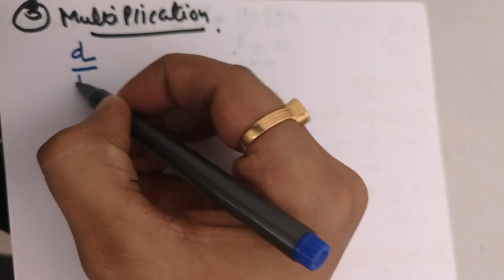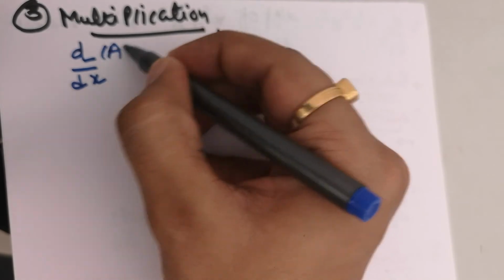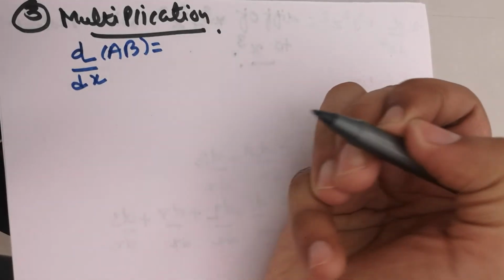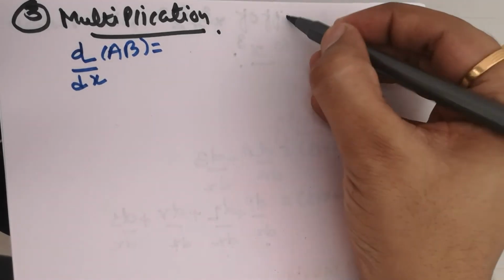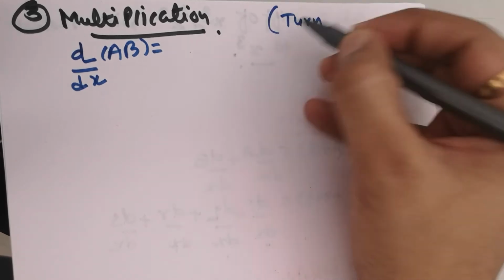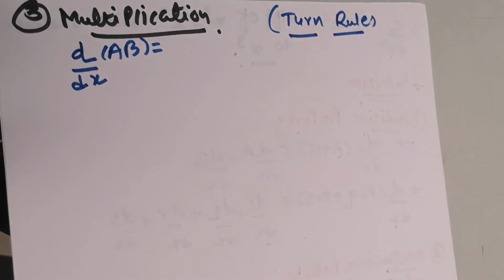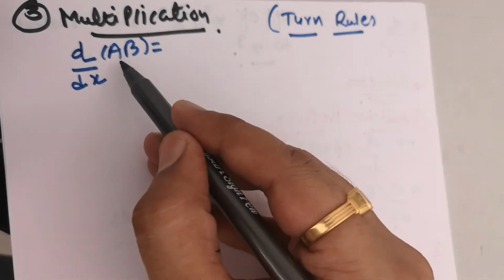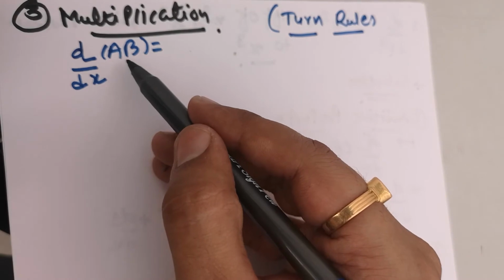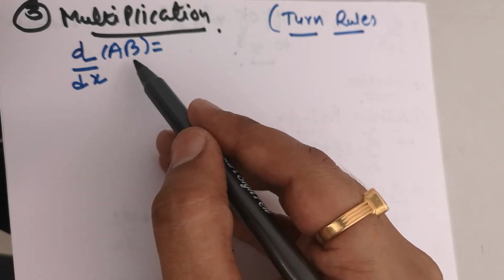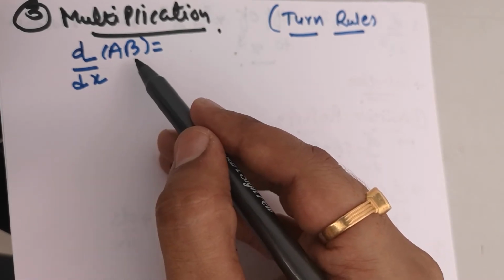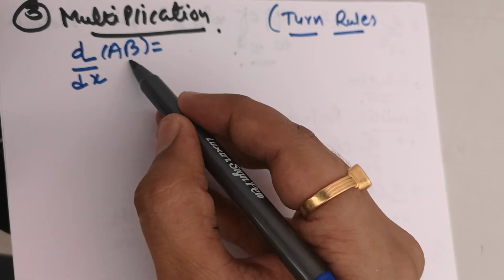So first of all I am mentioning d by dx of a b. It is called the turn rule. Why am I using this term, turn rule? Because it is turn by turn. In multiplication you can apply the turn to any physical quantity first. There is no restriction over that. But not a single quantity is left.